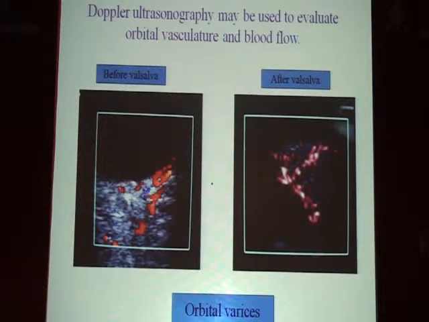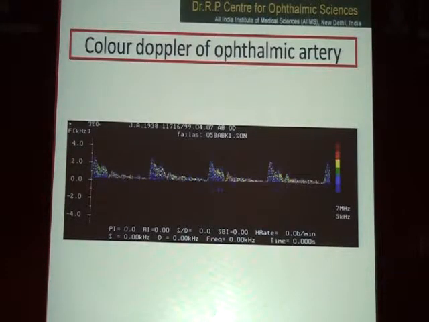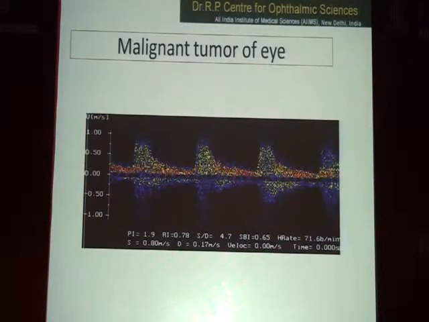Now, sometimes ultrasound can be combined with Doppler ultrasonography, which tells us a little bit more about the orbital vasculature and the blood flow. One indication of this is orbital varices. As you can see over here, before Valsalva and after Valsalva, typically there is increase in the blood flow and the vascularity. Now, this is an example of color Doppler of the ophthalmic artery. Over here you can see these amplitudes on color Doppler, and this is basically because of normal blood flow within the ophthalmic artery.